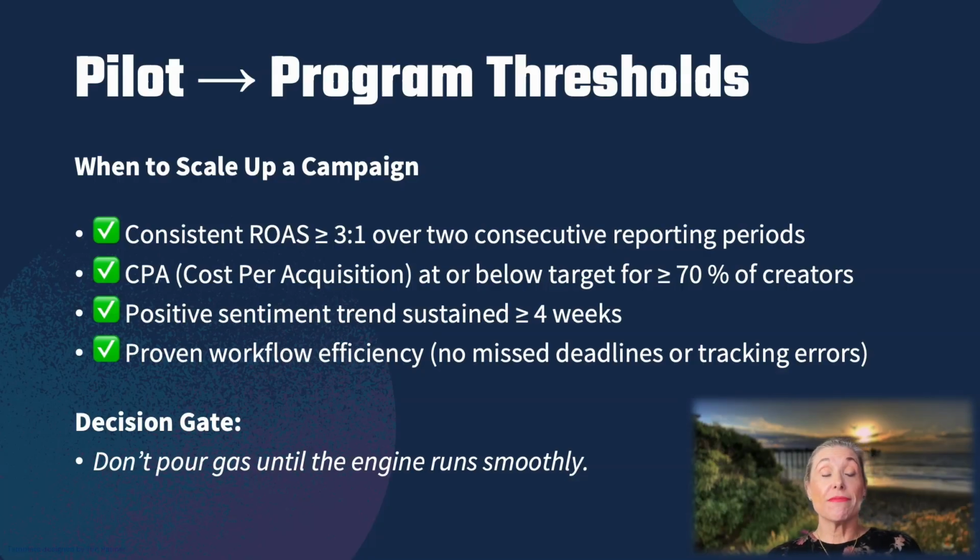Dynamic reallocation, a decision system. You must continuously monitor the CPA by creator tier to assess efficiency. This reallocation process is how budgets become decision systems. The decision rule: if you observe that micro tier creators deliver ROAS 4 to 1, while macros hit 1.8 to 1, you should shift 10% of spend down tier next month.